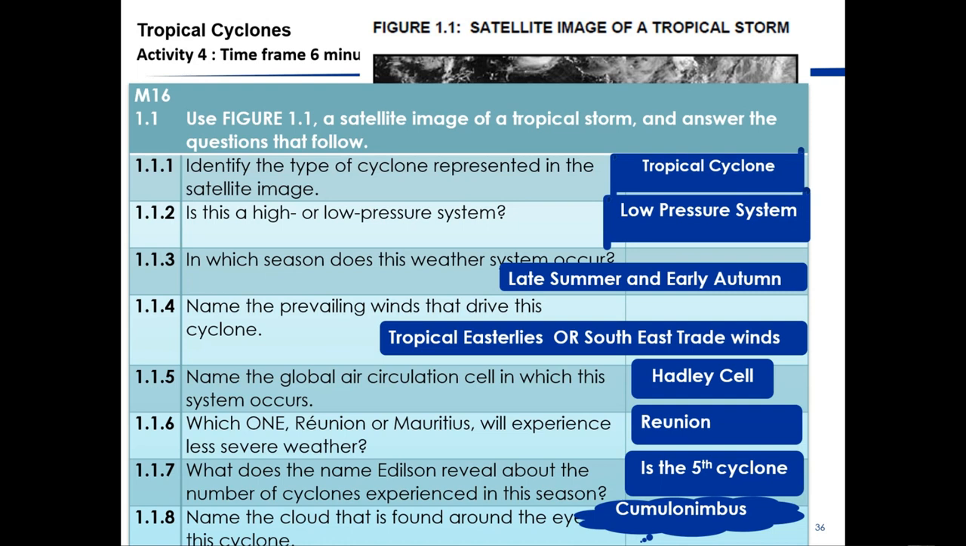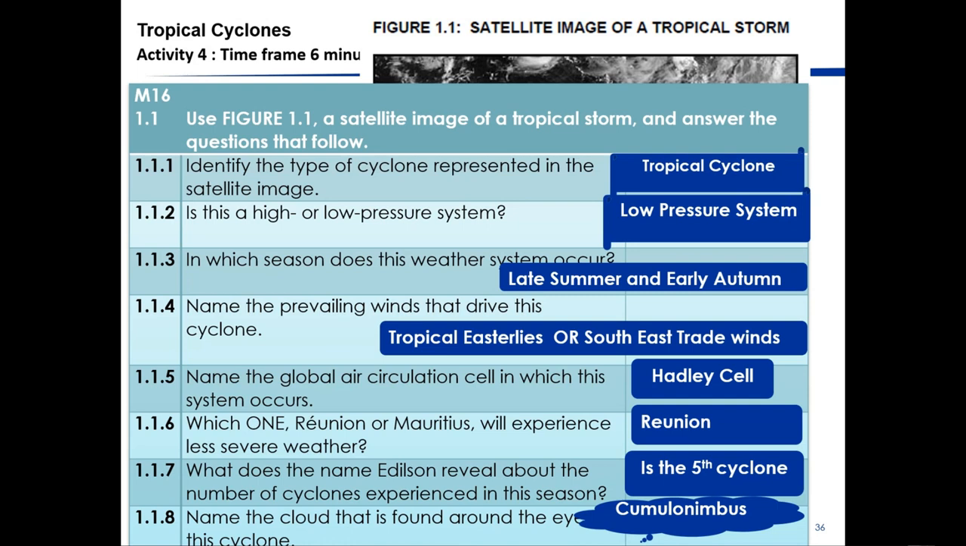Okay, please write this down: a tropical cyclone in the northern hemisphere rotates in the opposite direction to what we have in the southern hemisphere. Southern hemisphere, always clockwise. Northern hemisphere, anti-clockwise. Okay, so we're not going to go through all of those.